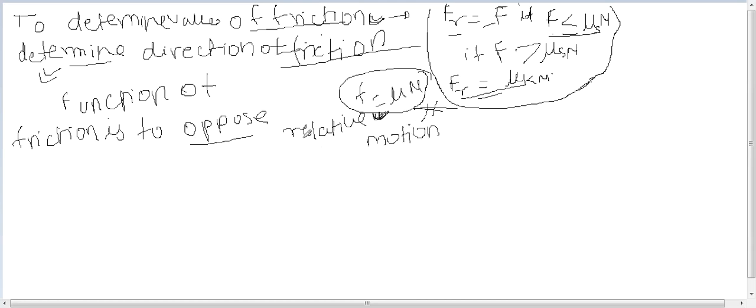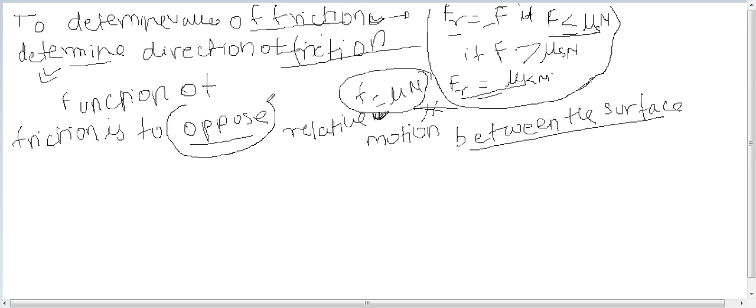The function of friction is to oppose relative motion between the surfaces. It is a very important thing. What it means by saying oppose, and this is the relative motion. These two terms are very important to you: oppose and relative motion between the surfaces.